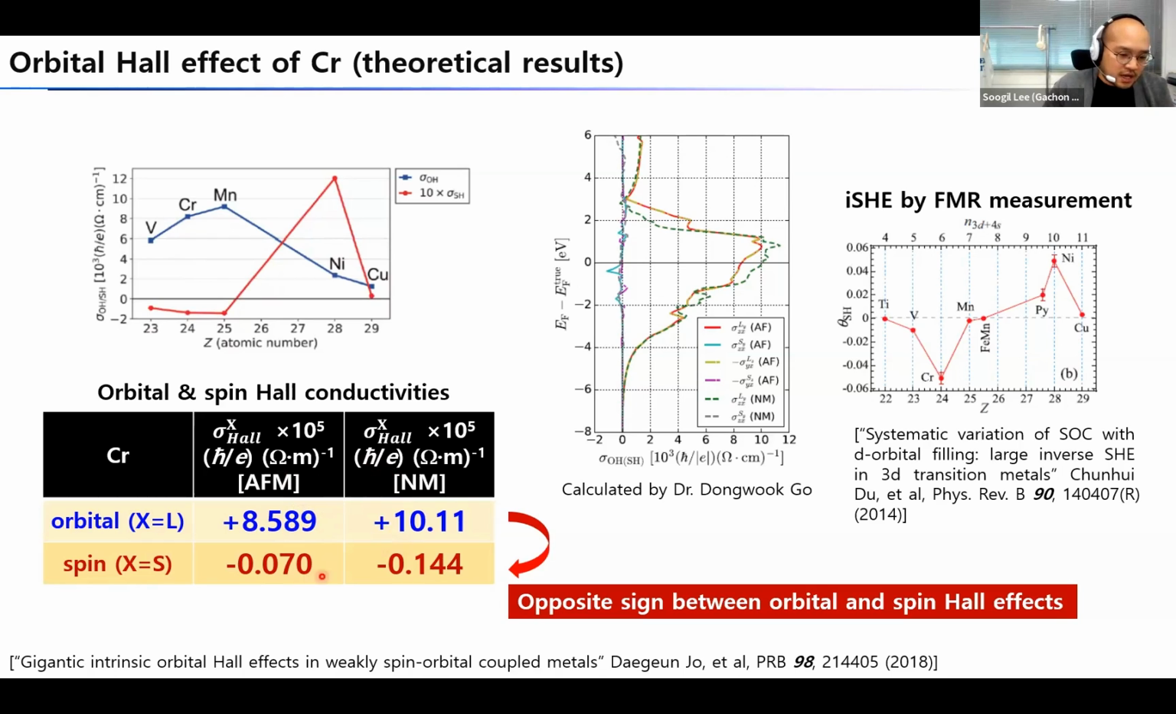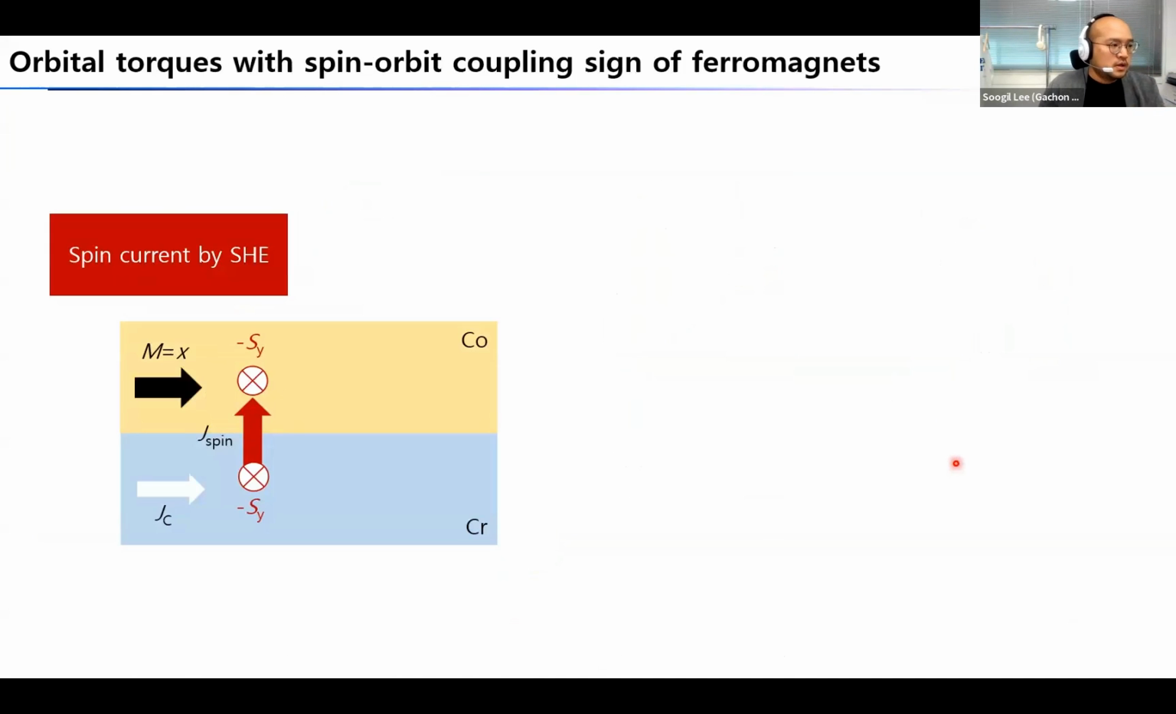And this negative spin Hall angle was already demonstrated according to this ferromagnetic resonance experiment, according to this paper. Okay, next we start to discuss the more specific cases of the orbital to spin conversion in cobalt chromium and nickel chromium bilayers. First, we know that the conventional spin Hall effect induced spin orbit torque exists in these chromium cobalt bilayers.